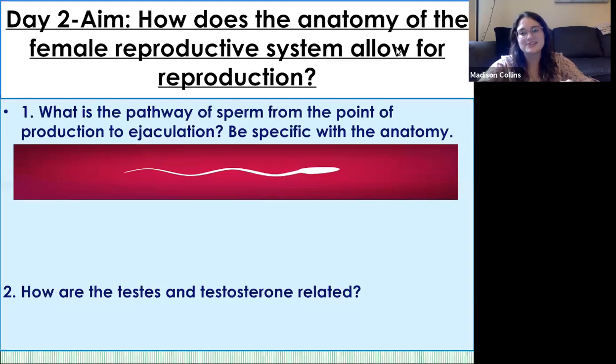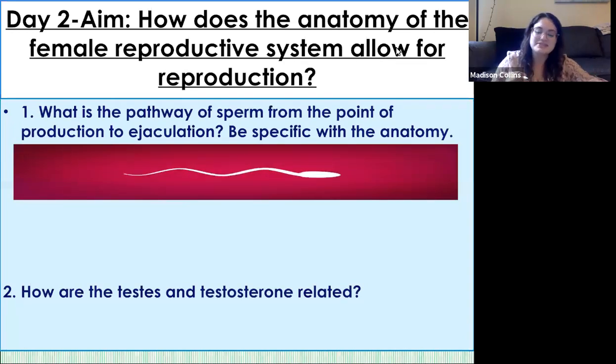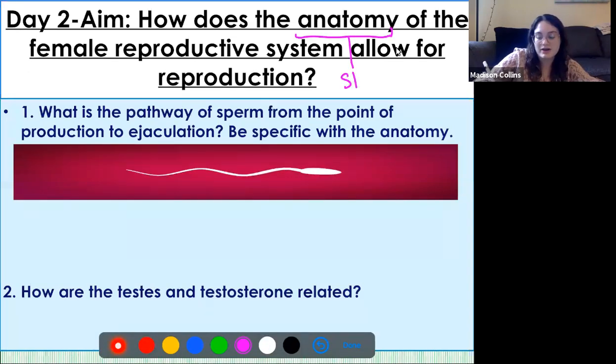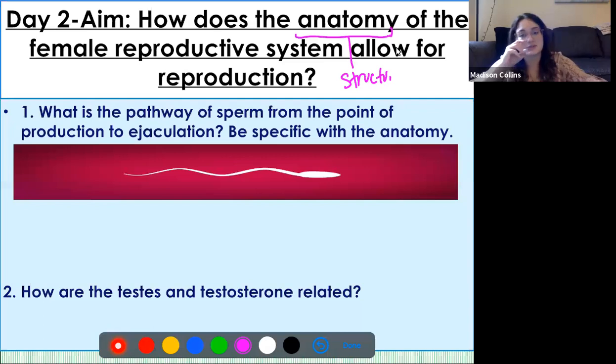Welcome back. This is day 2 of human reproduction. So today we're actually going to be switching gears and we're going to start talking about the female reproductive system. Specifically, how does the anatomy of the female reproductive system allow for reproduction to happen? So remember, when we see this word anatomy, we're just talking about the structures. What are these structures required in order for reproduction to occur?